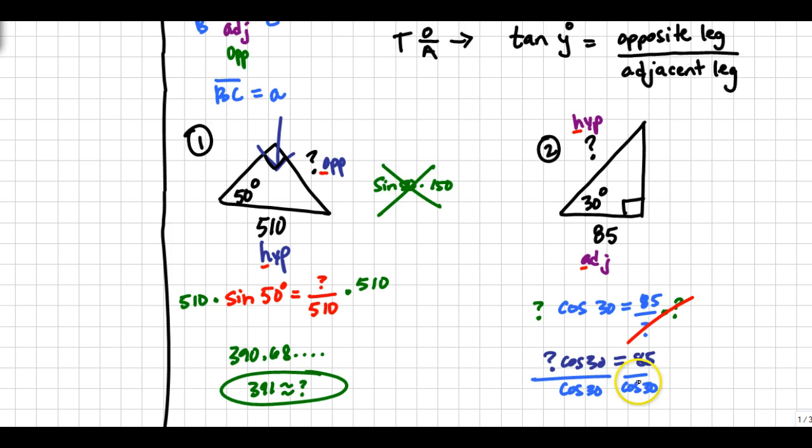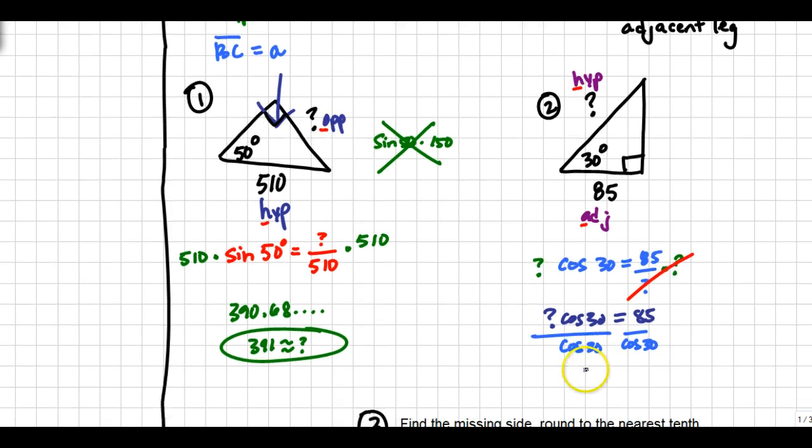Now when you type this in, 85 divided by cosine 30, if we rounded to the whole number there, we would get about 98 there, I believe. And again, if they asked you to round to the 10th, you would have just gotten it wrong because you would have needed to include an extra decimal there.